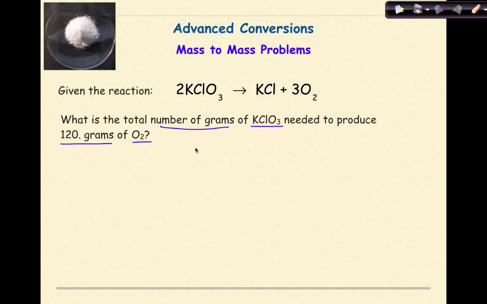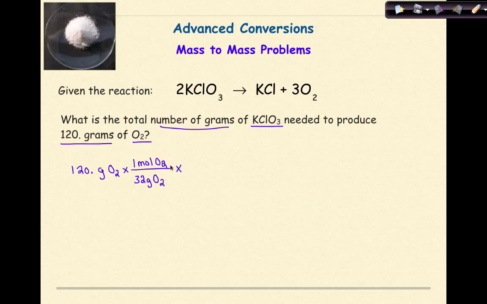All right, what is our given? Our given is 120., which means I have 3 significant figures here, grams of O2, multiplication sign, and a line. What I want to do here, of course, is to convert to moles. The age-old mantra, convert to moles, convert to moles. So 1 mole of O2 is equal to 32 grams of O2.